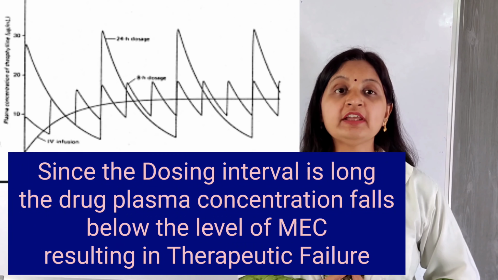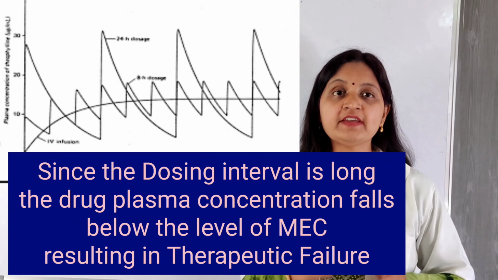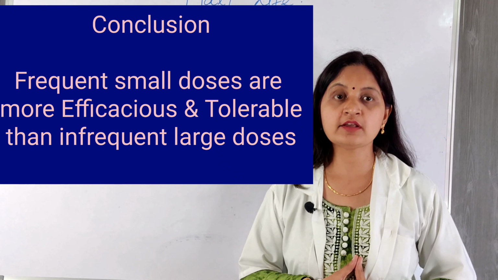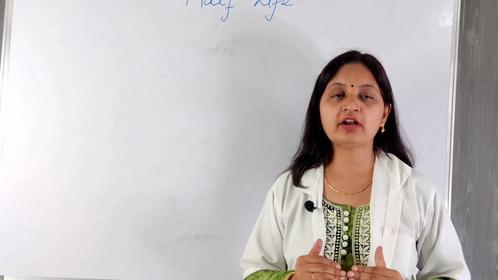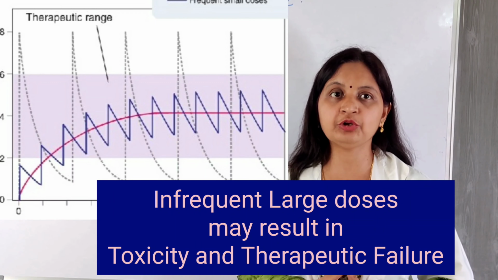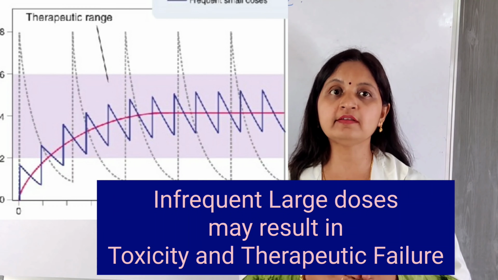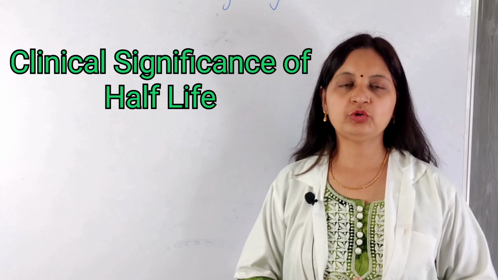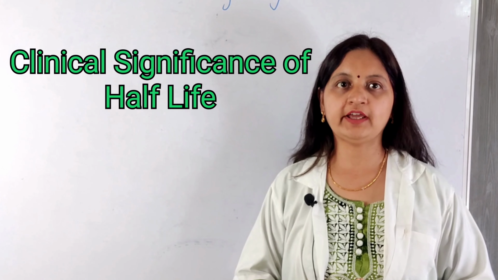So this is why frequent small doses are more efficacious and better tolerated than infrequent large doses, where the peaks and troughs may cross above and below the boundaries of the therapeutic window, and this can lead to toxicity or therapeutic failure. We next move on to the clinical relevance of half-life.